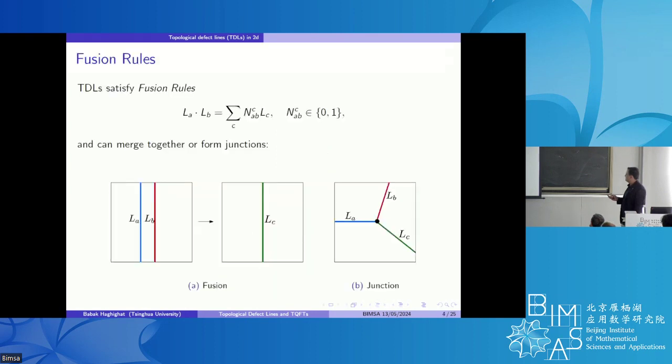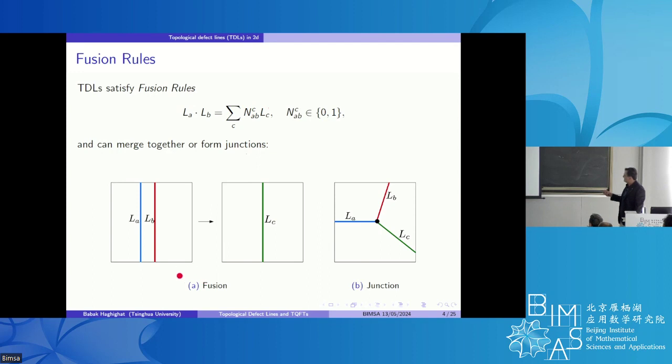Okay, let me proceed. Another important property of these lines is that they satisfy certain fusion rules. So they form, in other words, objects in an algebra. You all know maybe what an algebra is. You have certain elements of some space and you take products of them and give you some combination of elements. So these n's here are the coefficients. They can be either 0 or 1. So you get a sum of other lines.